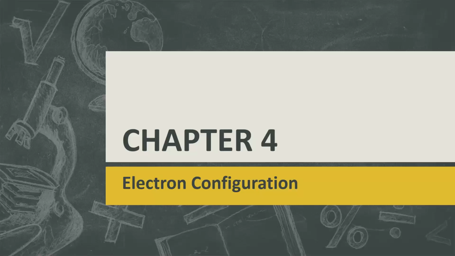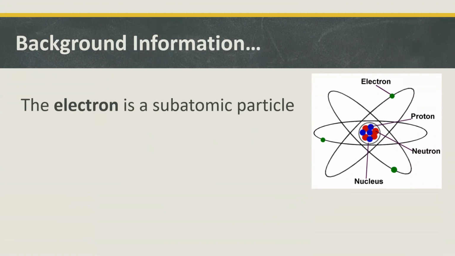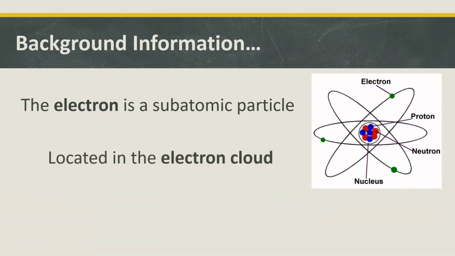Chapter 4 is titled Electron Configuration, and there are multiple sections to this chapter. First, some background information just to refresh your memory to help you get into the gist of this chapter. Remember that the electron is one of three subatomic particles, the others being the proton and the neutron. The electron is located in the electron cloud, which orbits around the nucleus. It's a very large region, and the electron has a negative charge.